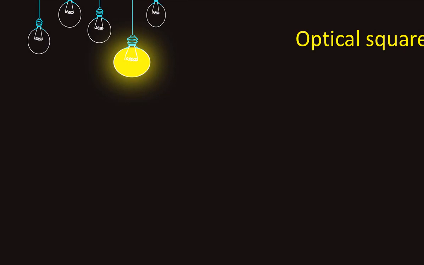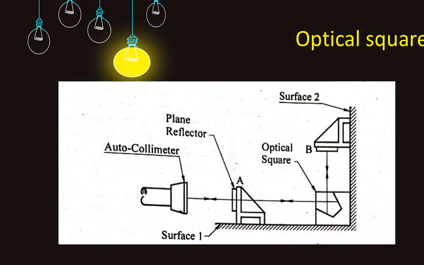Now let us check the figure of the optical square. The figure shows the use of an optical square to test the squareness. The axis of the incident beam from the autocollimator forms the measuring datum. This is the autocollimator. An optical square is utilized for turning the incident beam through exactly 90 degrees. Here it is turning 90 degrees by this optical square. This optical square is nothing but a pentagonal prism.